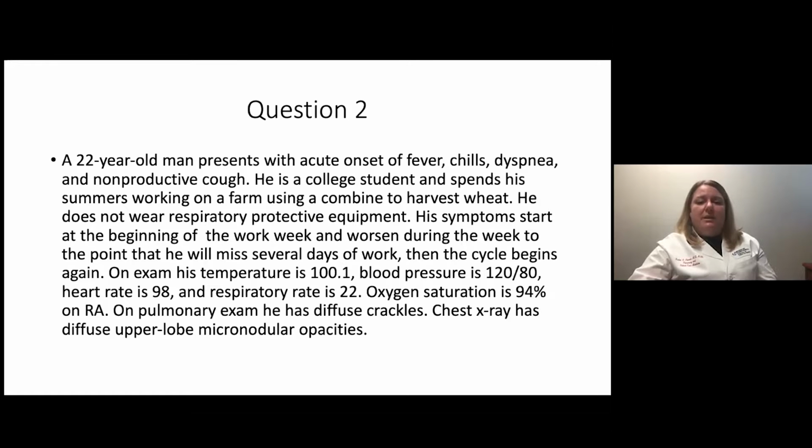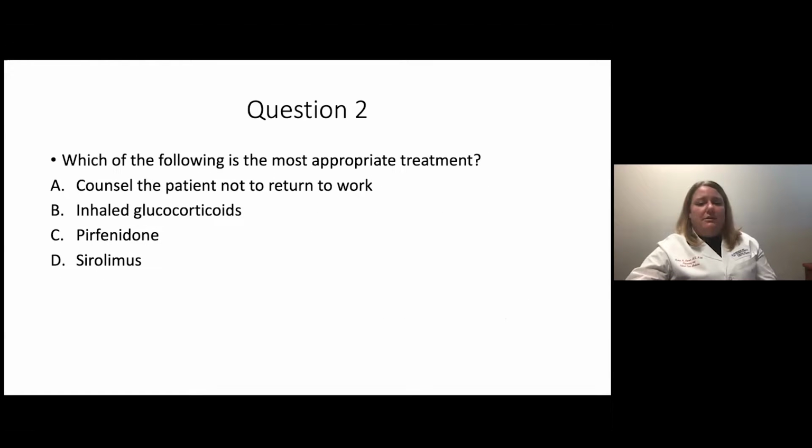When you see him, he has a low-grade temperature of 100.1. His blood pressure is normal. His heart rate's 98. He's breathing a little fast at 22, and his oxygen saturation is 94% on room air. On pulmonary exam, he has diffuse crackles, and his chest x-ray has diffuse upper lobe micronodular opacities. So which of the following is the most appropriate treatment? A, counsel the patient not to return to work. B, inhaled glucocorticoids. C, pirfenidone. Or D, sirolimus.